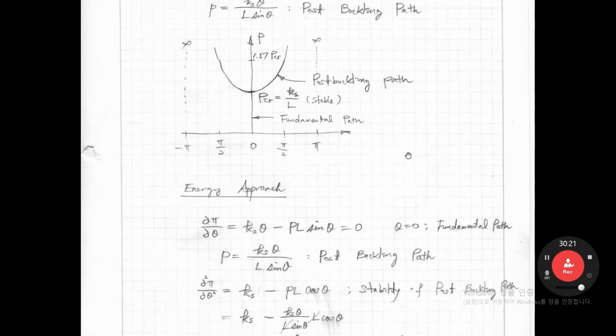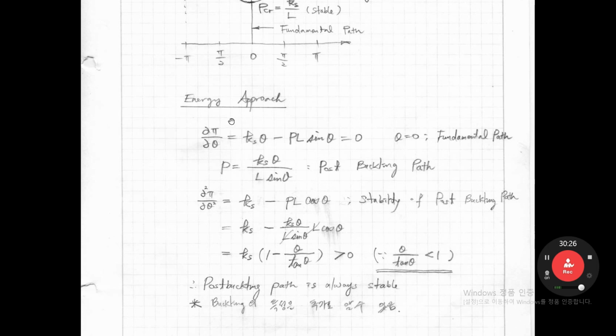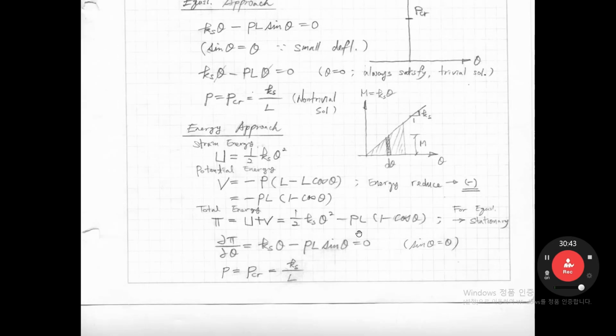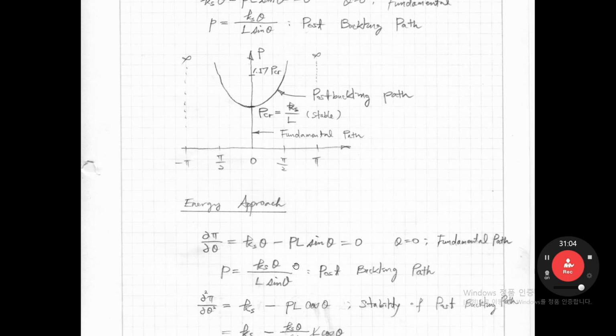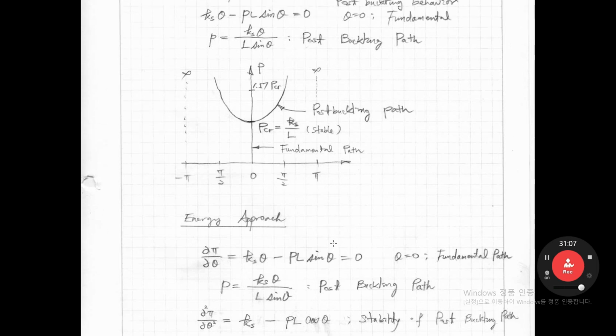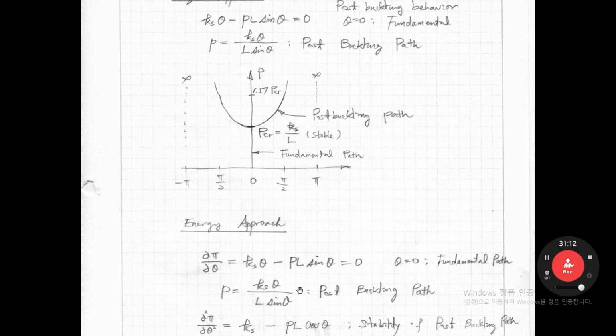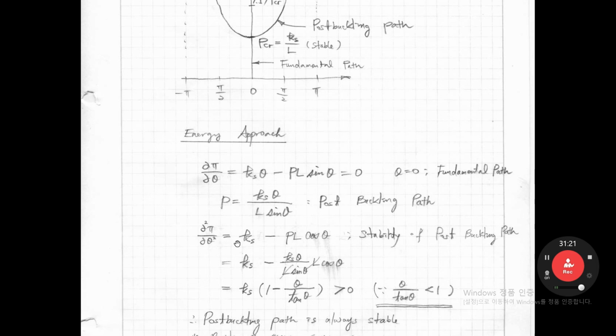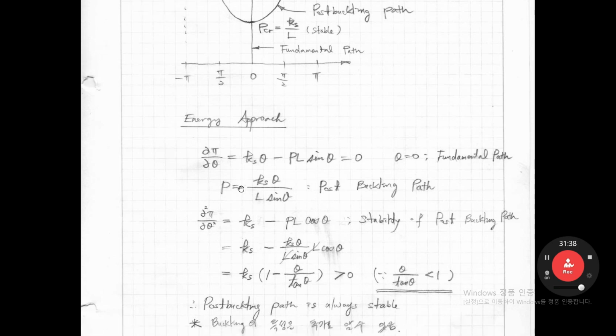If we use the energy approach, this is the first derivative from this one. But in the large deflection problem, we do not keep sine theta equals theta. So we can get the same result from this equation, P equals like that. We call it the post-buckling path. If we do the second derivative, then we can get Ks here, PL sine theta over cosine theta. Then what is P? Input this P into here, Ks theta over L sine theta here.